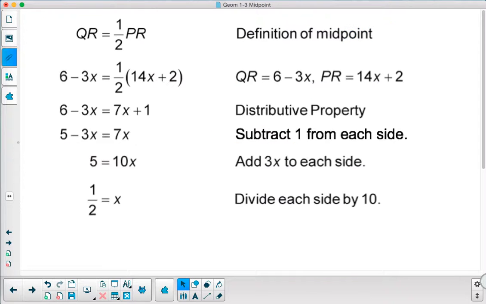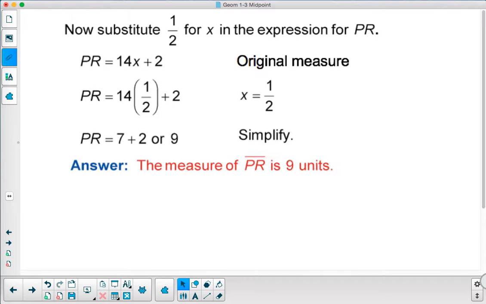The way the solution is that I'm showing you is they took half of the whole thing and set that equal to just the QR. So again, that's another way to solve it. You'll get the same solution both ways if you work it correctly. Then when you substituted in, PR was 9 units.